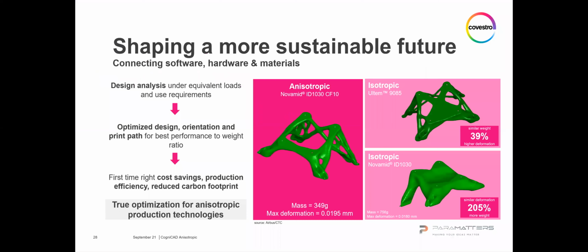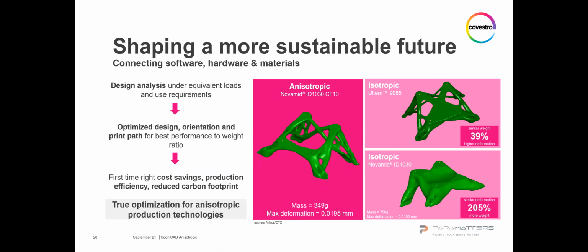Thanks, Johanna, for your explanation and how you are benefiting from the technology. To capture again what was mentioned: if we take design analysis on the equivalent loads and use cases, we can optimize design orientation and print the part for the best performance to weight ratio and go to a first time right, saving cost, improving production efficiency, and reducing carbon footprint. So really true optimization for anisotropic production technology, taking fibers and reinforced materials and maximizing the potential of these kinds of materials.